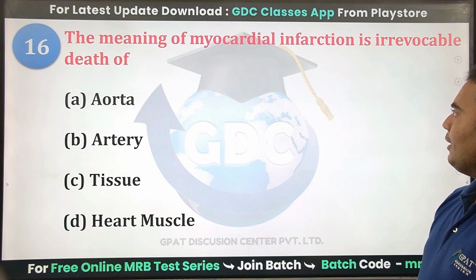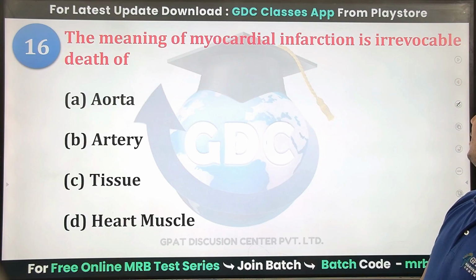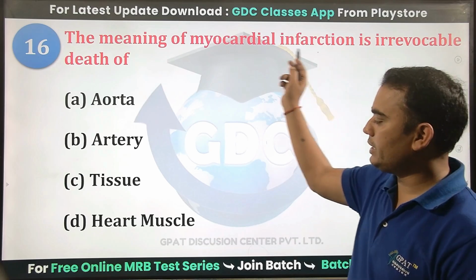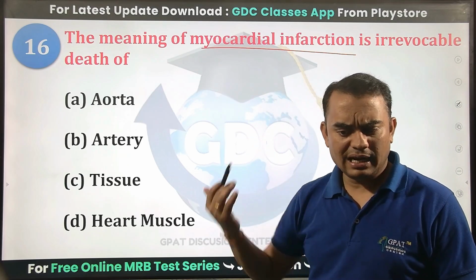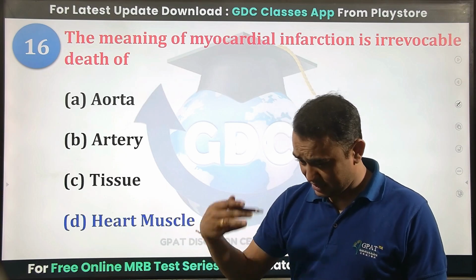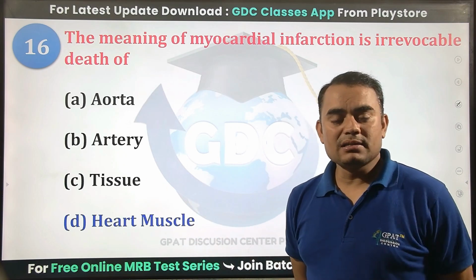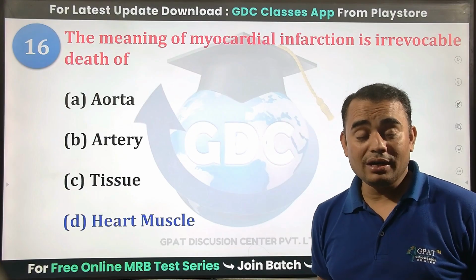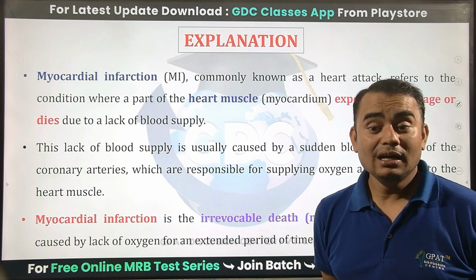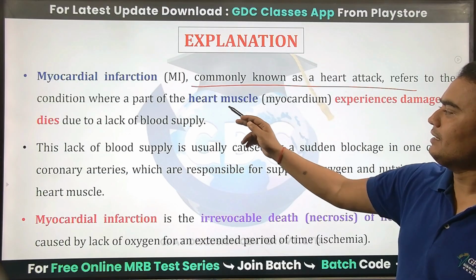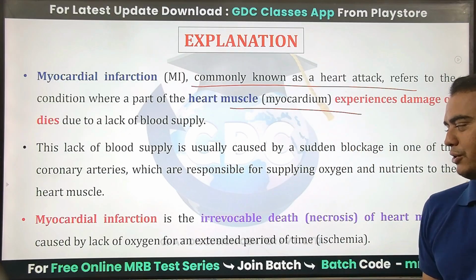The meaning of myocardial infarction is the irrevocable death of heart muscles. When heart muscles die due to the lack of oxygen and blood supply, that is the death or damage of the heart muscles. So myocardial infarction, commonly known as the heart attack, mainly involves the heart muscles.